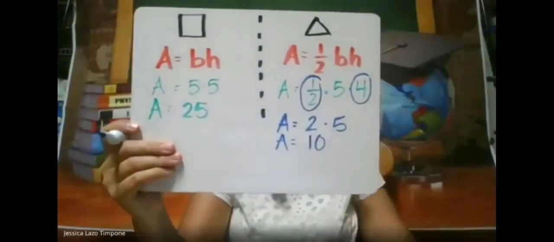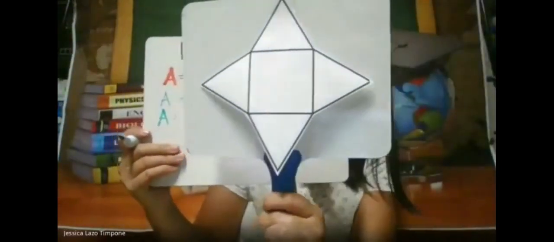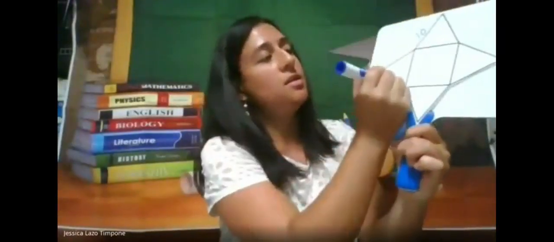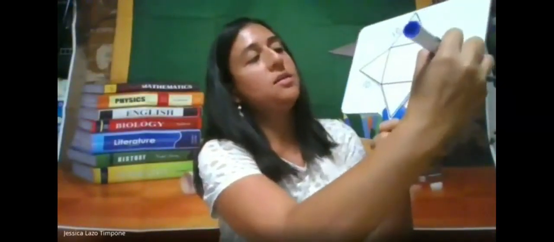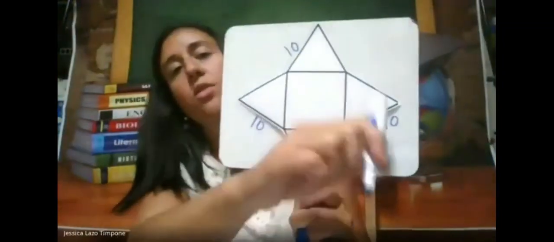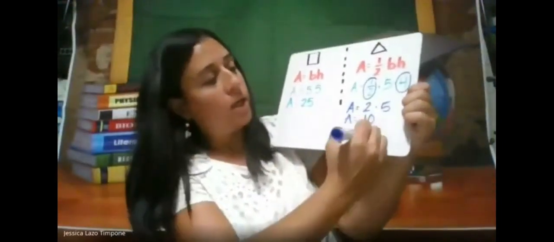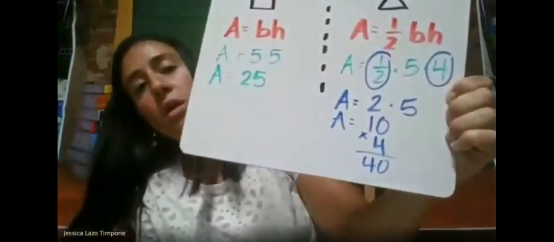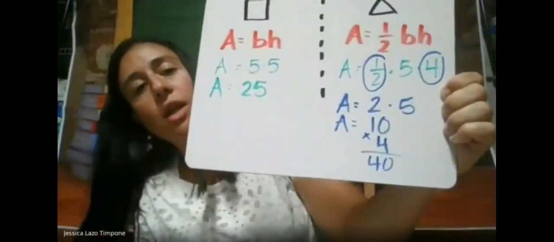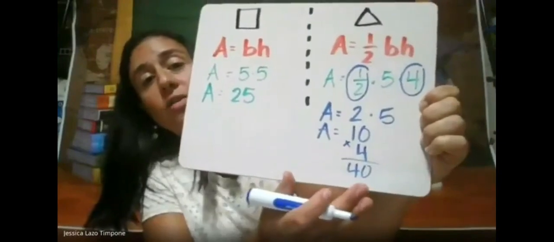I have more than one triangle. I have 4. So each one is 10. So this is 10, this is 10, this is 10, and this is 10. So as you can see, we have 10, 20, 30, 40. So I'm multiplying it by 4. So let's go ahead and take our 10 and multiply it by 4 so that we can get 40. So that is all 4 triangles.